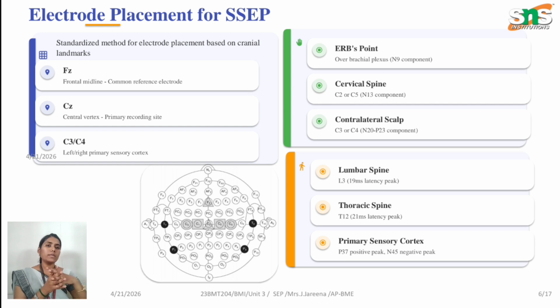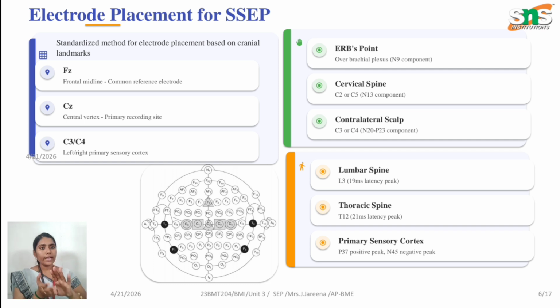So here electrode placements, as I said already in the previous slide, vary for two types, that is upper extremity and lower extremity, because upper extremity means above the lumbar part, and lower extremity is below the lumbar part. For upper extremity we have FZ, CZ, and C3 and C4 for the cortex, CV for cervical, and FZ for your common electrode, that is the frontal midline. That is the ERB point, cervical spine, and contralateral scalp. These are 3 points. The ERB point is your collarbone, the cervical spine is the back of the neck, and the contralateral scalp is your brain part. This is for the upper extremity electrode placement.